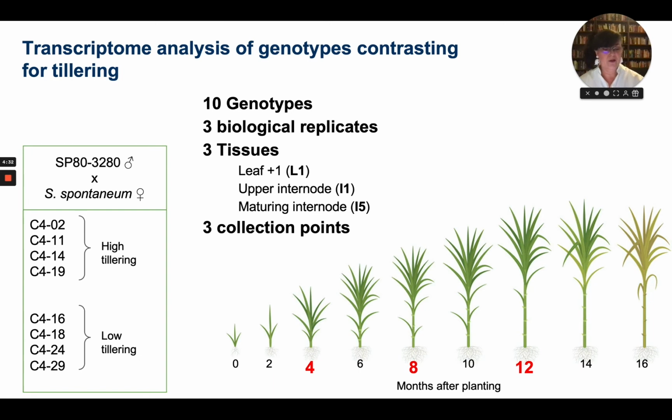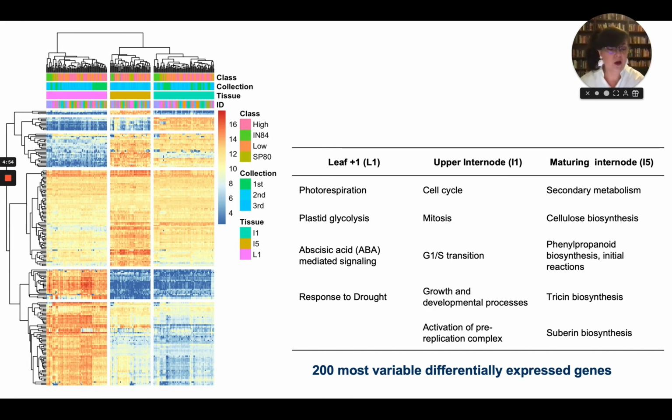We next analyzed the transcriptome of not only the high but also the low biomass progenies and also the parents. We used 3 tissues, 3 biological replicates, and 3 collection points of plants grown in the fields. And this is a heat map of the 200 most variable differentially expressed genes showing enriched metabolic pathways. We can see leaves, photosynthetic apparatus, drought sensing in leaves. In the upper internode, we see cell cycle activated, mitosis, growth taking place. And in mature internode, we see secondary metabolism, cellulose biosynthesis, lignin biosynthesis, fiber synthesis, as expected.